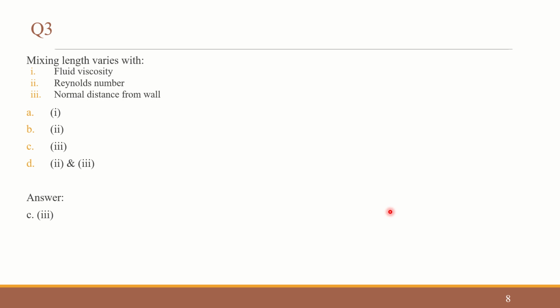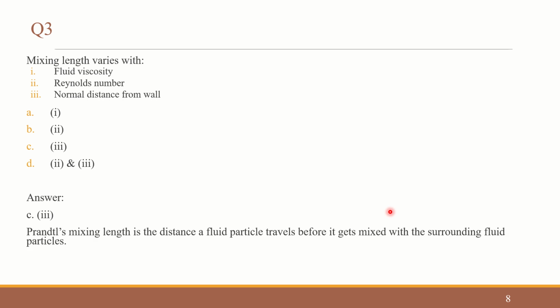So it is not varying with the Reynolds number. And the third one, it is varying with the normal distance from the wall. So it is directly proportional, and we are introducing a proportionality constant. That is one thing. So the answer is option C. That is, normal distance from wall is the right answer. So I hope you are clear enough.